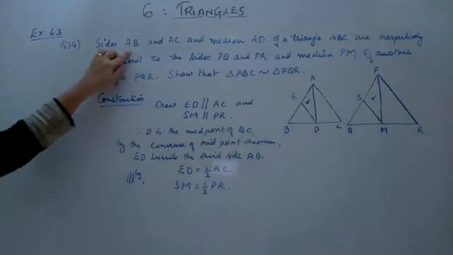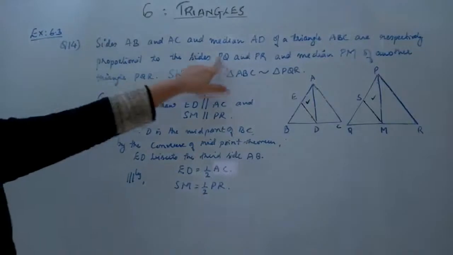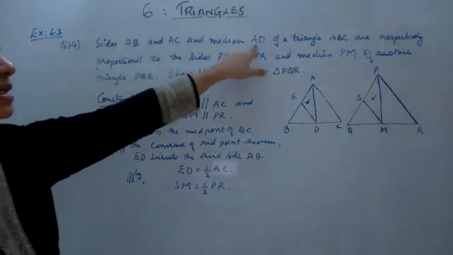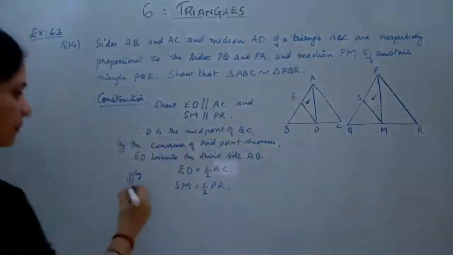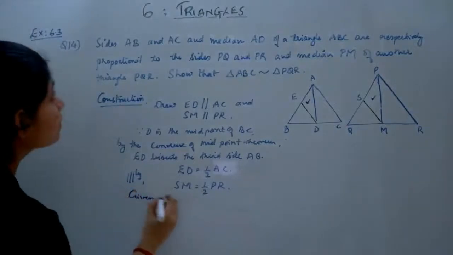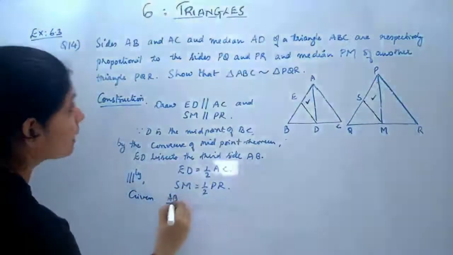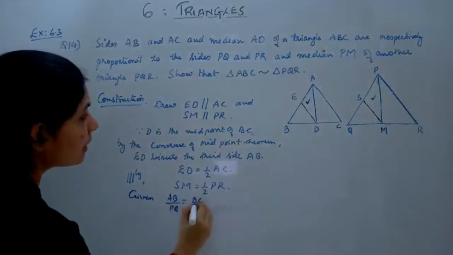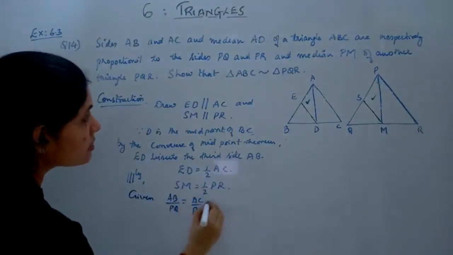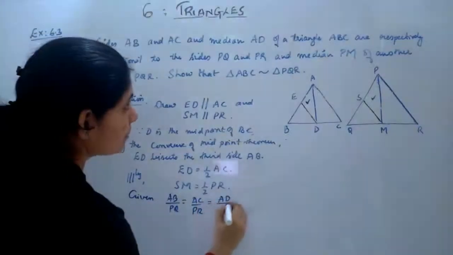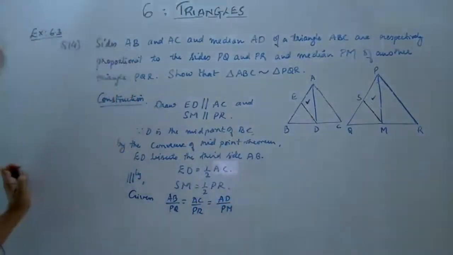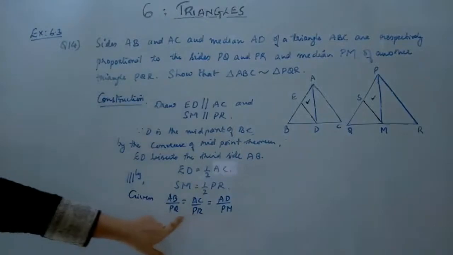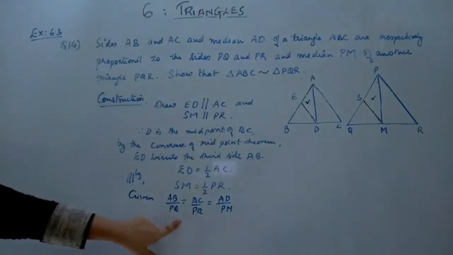Now what is given in the question? AB by PQ is equal to AC by PR is equal to AD by PM. This is given in the question. Now, in the first two fractions, we are just replacing the values.